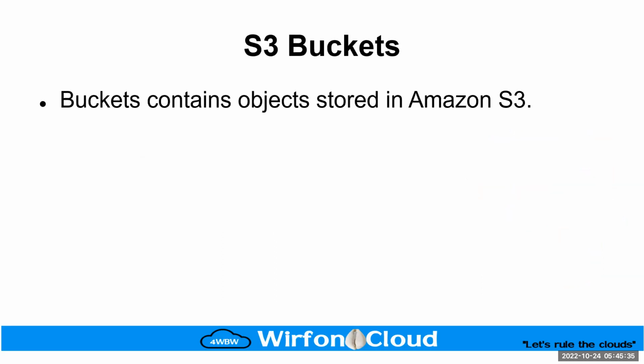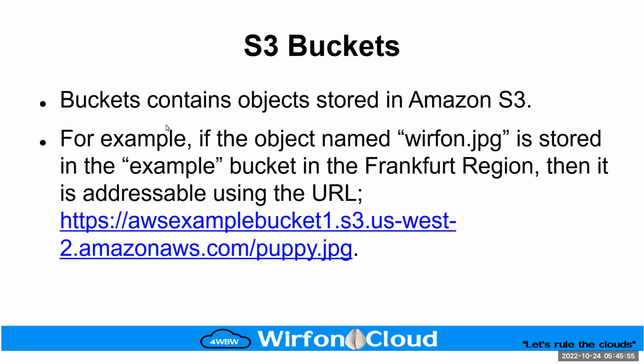So let's go to buckets. S3 buckets contain objects that are stored in S3. Basically, all the objects you upload, because you first create a bucket, and when you create a bucket, you upload objects into your bucket. For example, you can have an object named Wirfon. So there's a picture that you decide to upload, and it's stored in a bucket called example, let's say in the Frankfurt region. Then the addressable URL for it is going to be this.